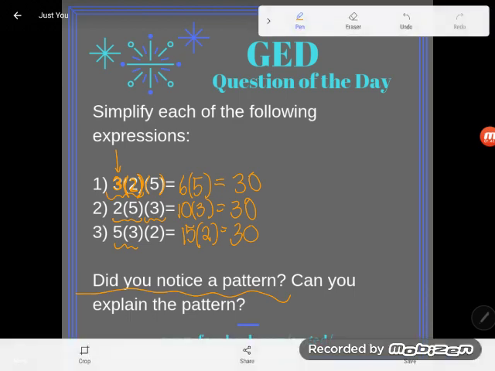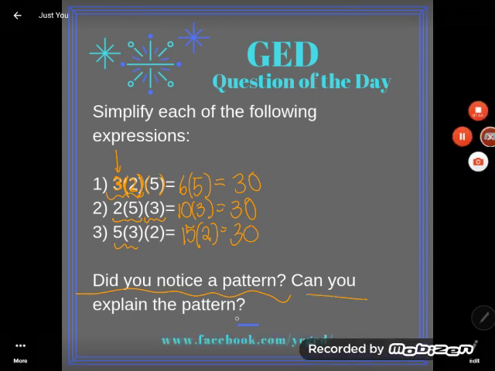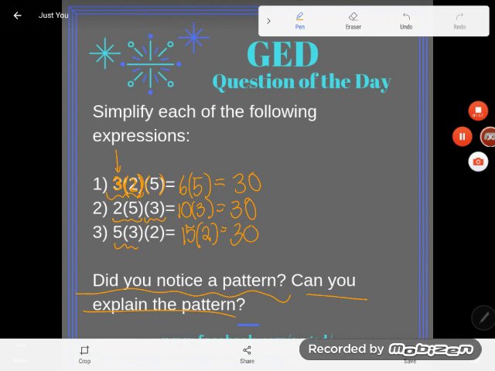And so I asked this kind of weird question. I said, did you notice a pattern? I was hoping that you'd notice I use the same numbers every time. 3, 2, and 5. They're in different orders, but they're the same numbers. And I wanted you to see that no matter what order I multiplied in, I got the same answer, 30.